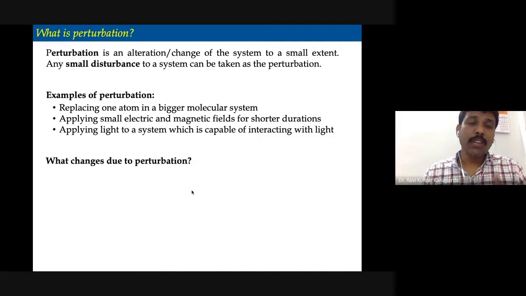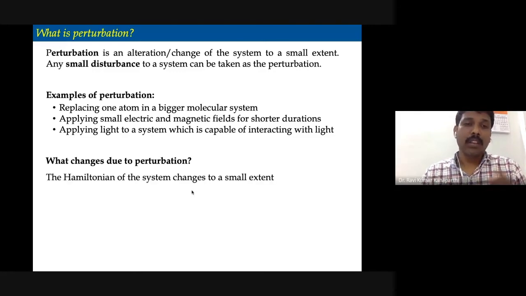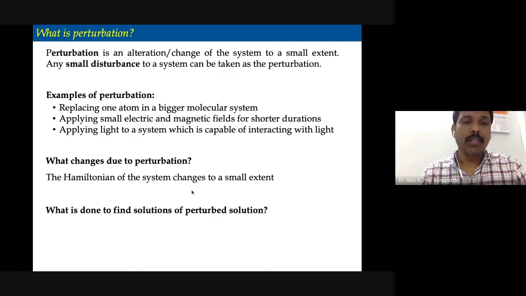Now when you perturb the system, what exactly happens from the quantum mechanics perspective? Well, the Hamiltonian of the system changes to a small extent. And what should we do exactly to find the solutions of the perturbed system?